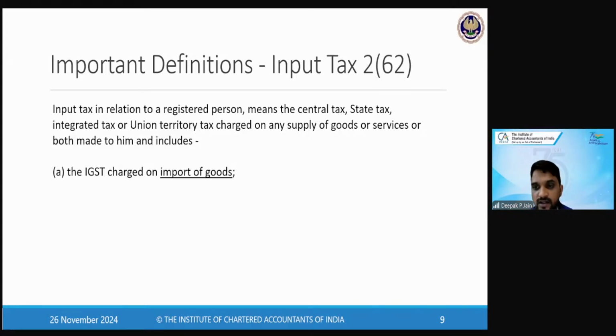Correct. Anirudh has given a correct answer. Even Khushi. Yes, Ajay Surya, UTGST is correct.